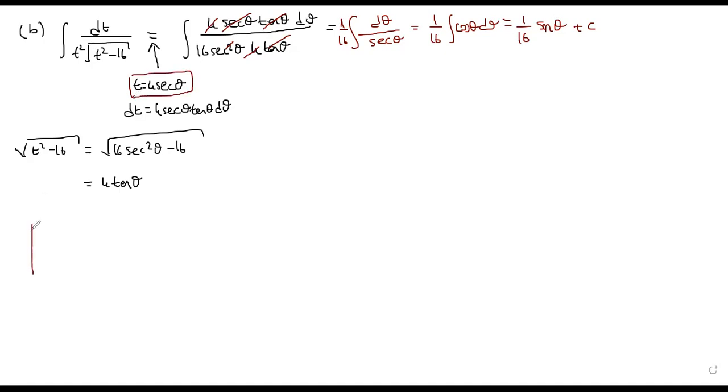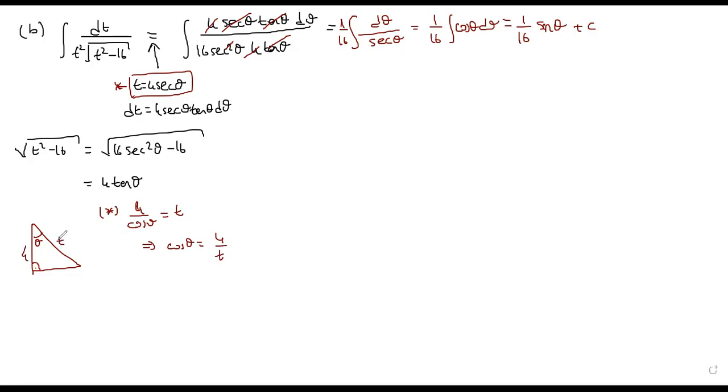So if you write this theta, you see secant theta is equal to 1 over cosinus theta. So we have 4 over cosinus theta is equal to t, right? Just using this. Secant theta is equal to 1 over cosinus theta, so 4 over cosinus theta is equal to t, which gives cosinus theta is equal to 4 over t.